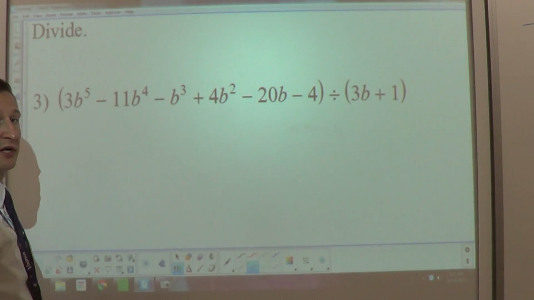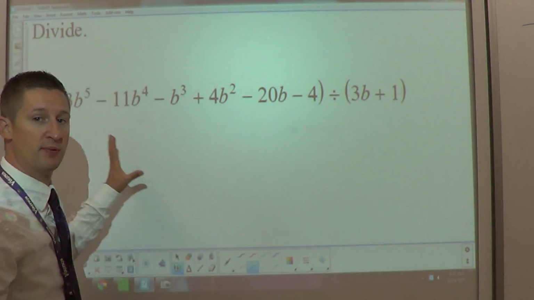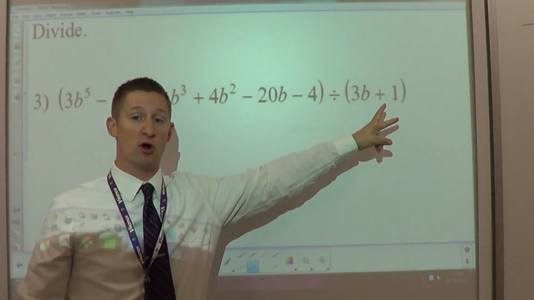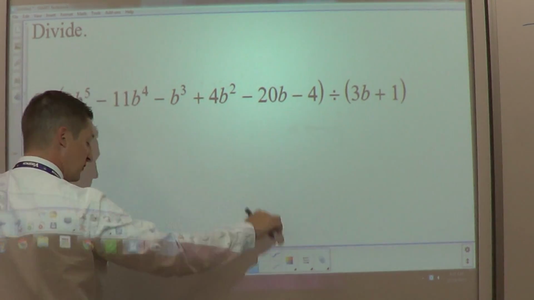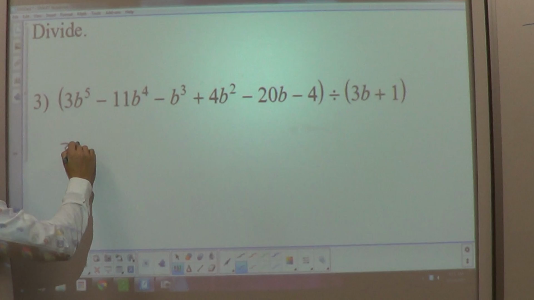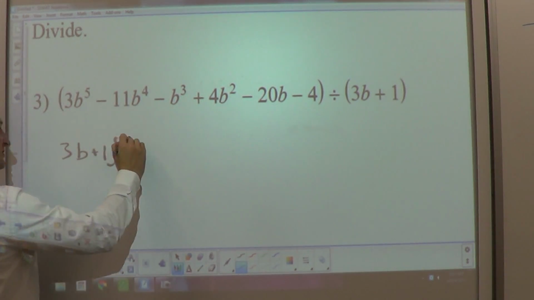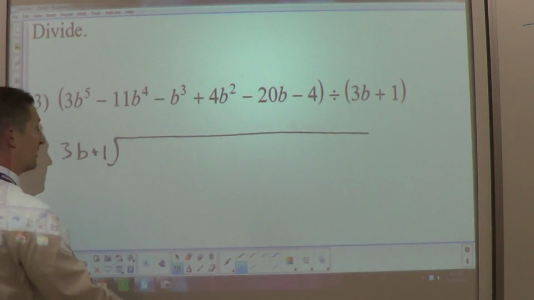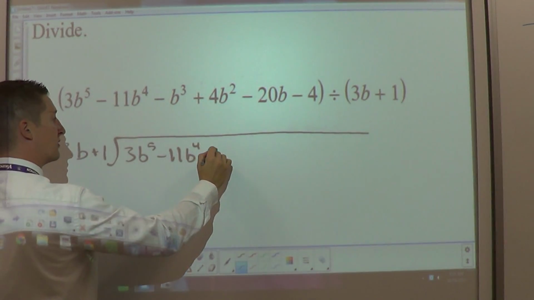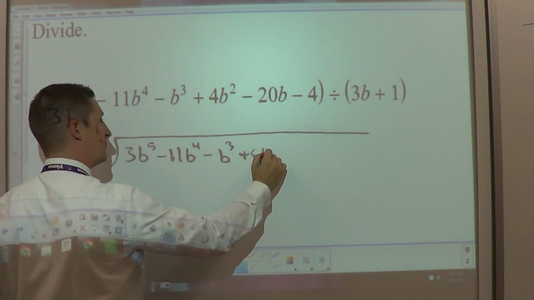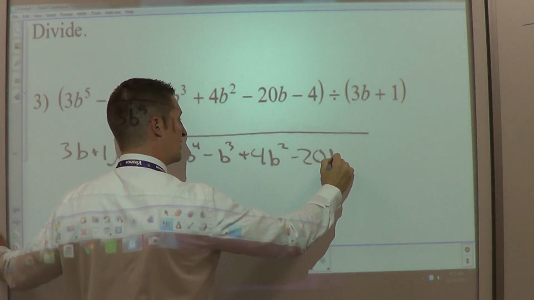Next example is a little trickier because now I'm going to be dividing a big polynomial by a binomial divisor. Here's how I'd set this up using long division. First of all, my divisor, 3b plus 1 will go on the outside. My big division sign goes here, and that will be 3b to the 5th minus 11b to the 4th minus b cubed plus 4b squared minus 20b minus 4.